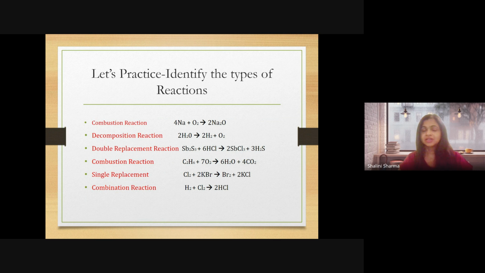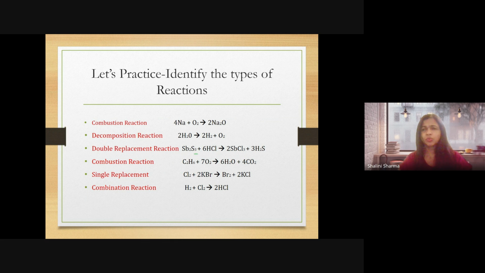Third reaction is antimony sulfide reacts with hydrochloric acid, forming antimony chloride and hydrogen sulfide. So here exchange of ions is taking place. That's an indication of a double replacement reaction. How? You can see here antimony combines with chlorine, forming antimony chloride, whereas hydrogen combines with sulfide.